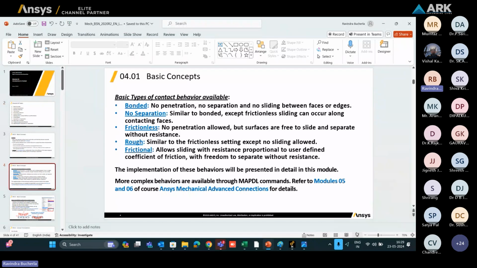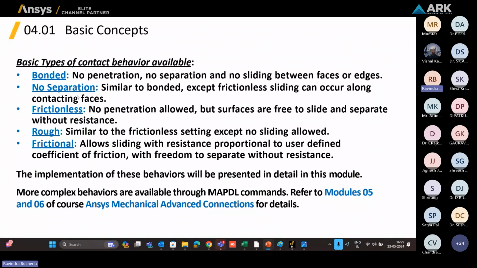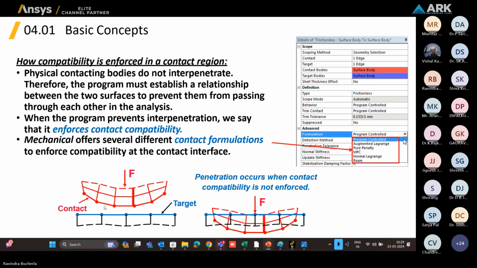So as we discussed, we will be having bonded, no separation, frictionless, rough, and frictional. These contacts will be considered as non-linear contacts. You can see that there will be two phases: one is contact and another one is target.